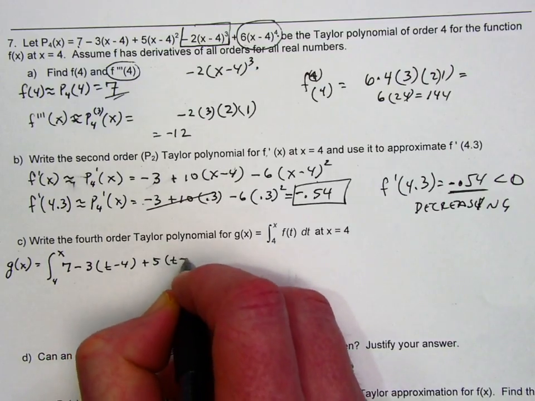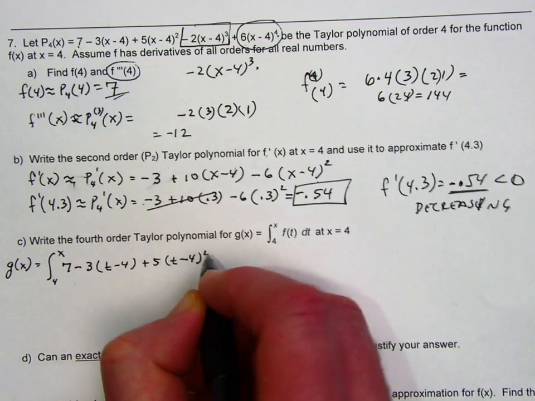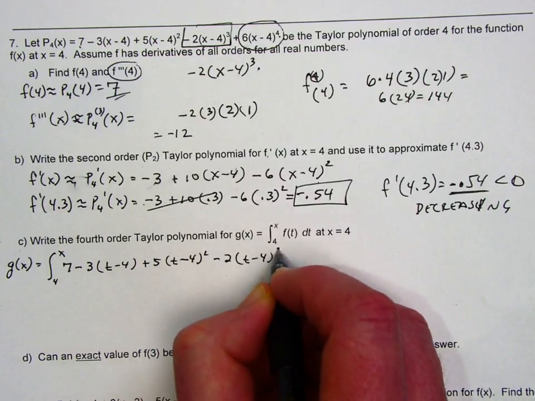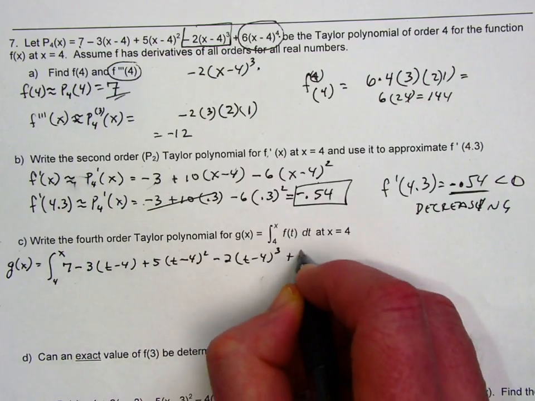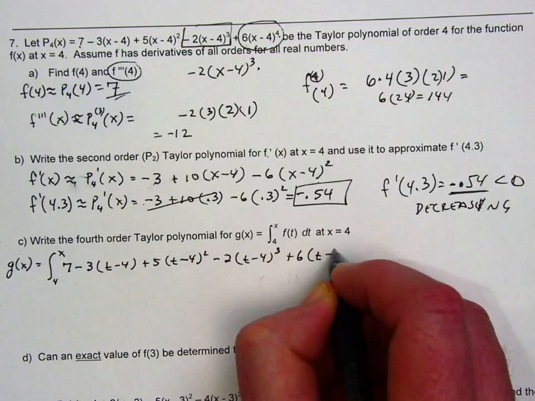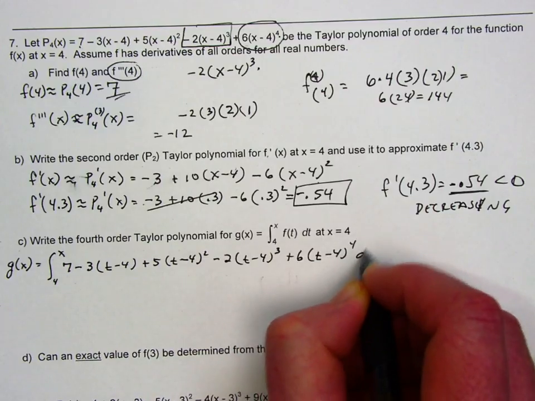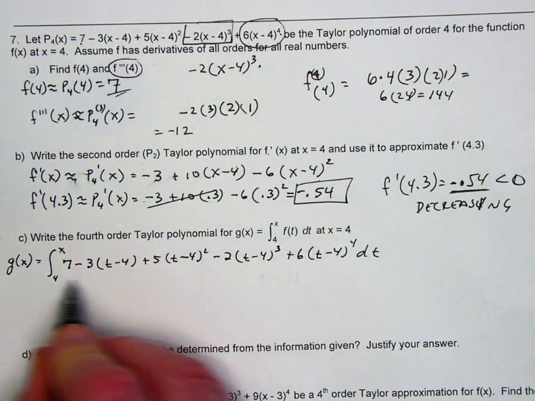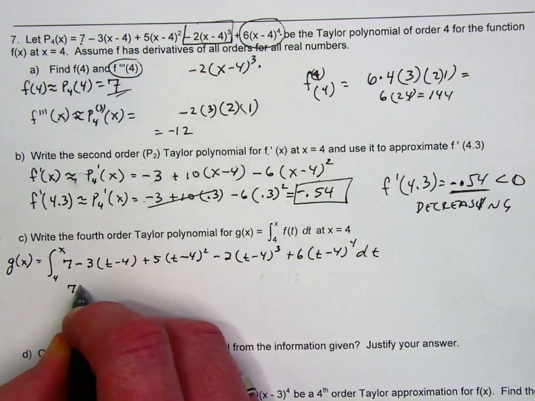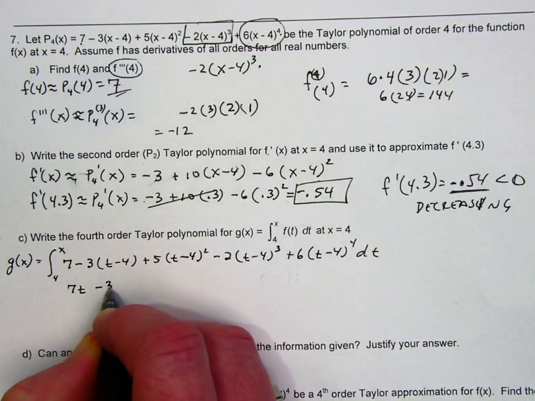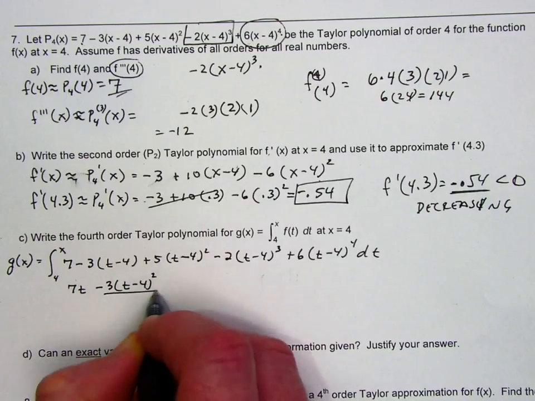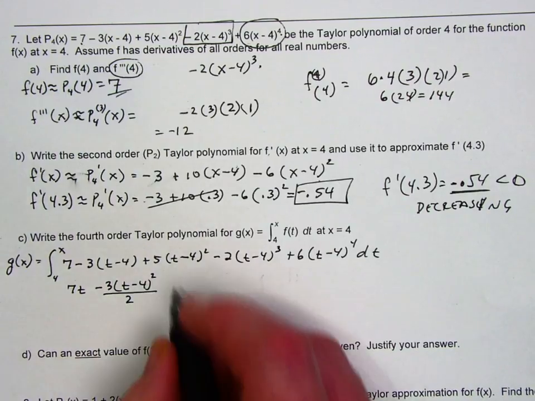So it's (t-4)^2 minus 2(t-4)^3 plus 6(t-4)^4 dt. Okay? So we're now going to integrate each of these terms with respect to t. So I'm going to get 7t minus 3(t-4), and that's going to be squared now. Balance it with the 2 on the bottom.